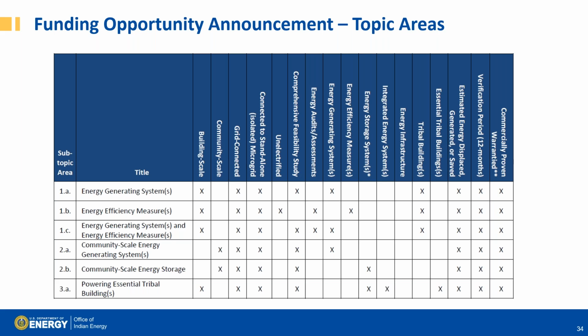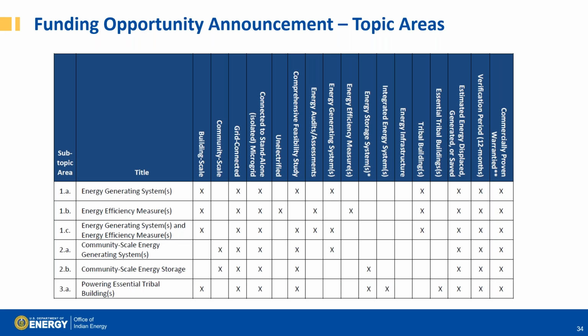So we previously discussed the subtopic areas which are intended for a facility scale and which are intended for community scale. This table also identifies which subtopic areas are intended for systems that are grid connected or not, and we'll go over that in more detail. You also notice that commercially proven warranty technology at the right of this matrix is a requirement for all topic and subtopic areas and technologies. Additionally, a 12-month verification is also required as part of any project proposed.